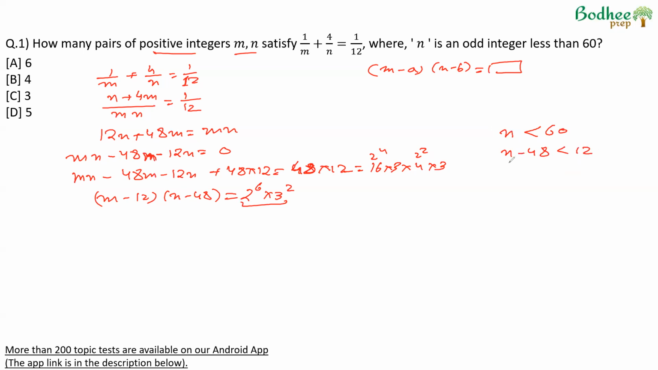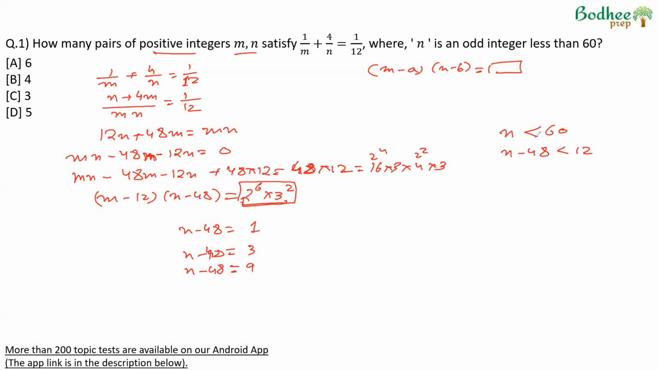And since n is odd, n minus 48 also has to be odd. So now if we try to break this down into numbers which are less than 12 and odd, n minus 48 can take three values. It could either be 1, or it could be 3, or it could be 9. Odd factors of this number which are less than 12 will be 1, 3 and 9. So n minus 48 could be 1, n minus 48 could be 3, n minus 48 could be 9.